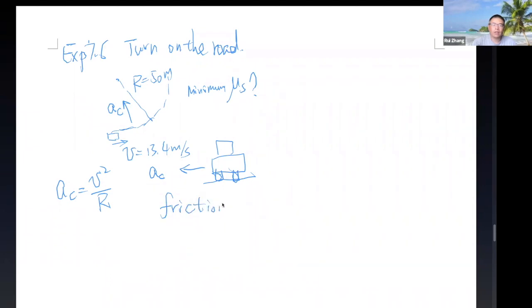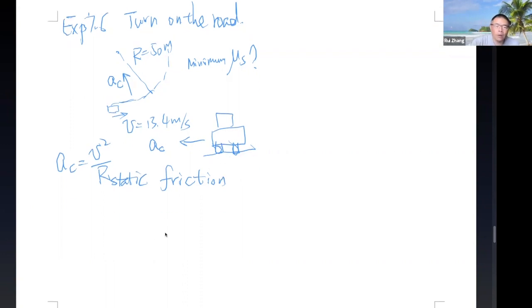And it actually has to be a static friction, because there's no motion of the car going along this direction, right? It is static, there's no motion, so it's a static friction. So basically, that just tells you that you need to have a sufficiently large static friction to provide you the acceleration. Well, we know the maximum static friction is given by a formula like mu s times N, right?